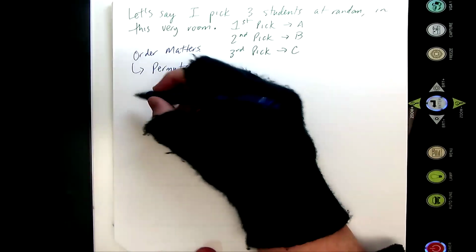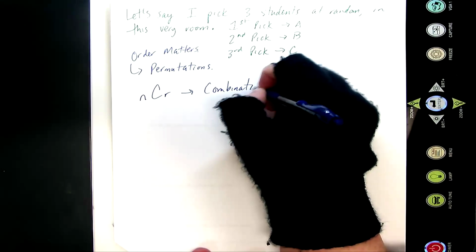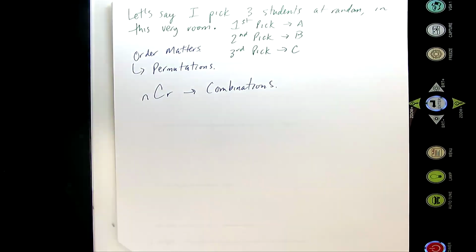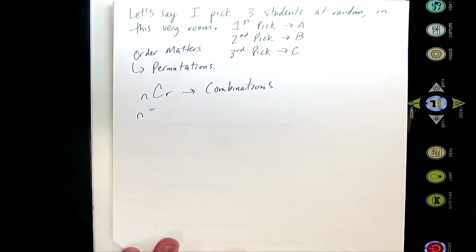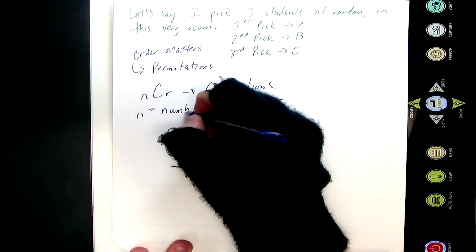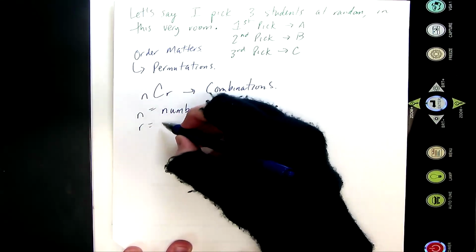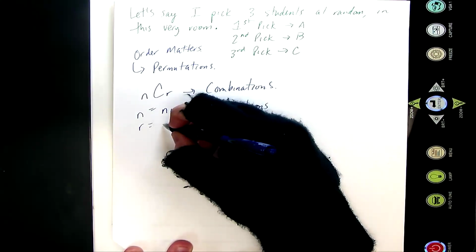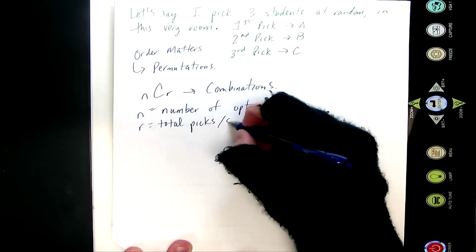Alright, so nCr is combinations. N is your number of choices. R is the total picks, or selections.